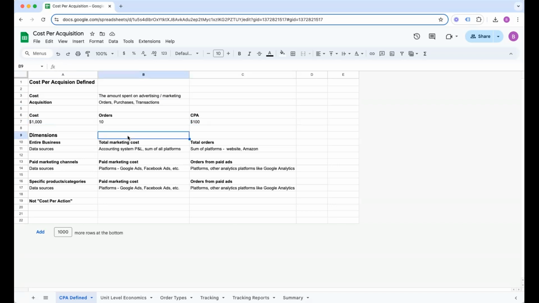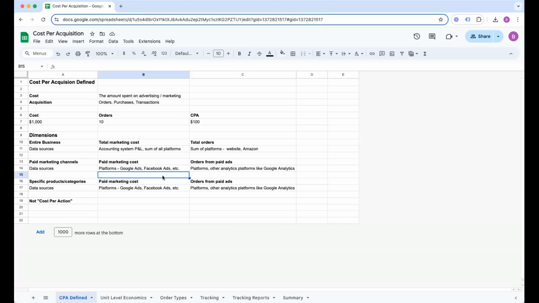Now, you can apply this framework on a lot of different levels, a lot of different dimensions. At the very highest level, you can look at your entire business this way. Refer to your accounting system, your profit and loss statement for any given month, quarter, year, and look at cumulatively how much you are spending on marketing. And then figure out how many orders have occurred. You'll need to look at your platforms, wherever you're selling, could be a website, maybe Amazon in addition to that, and sum up all of those orders. And now you've got the two ingredients to come up with your CPA overall.